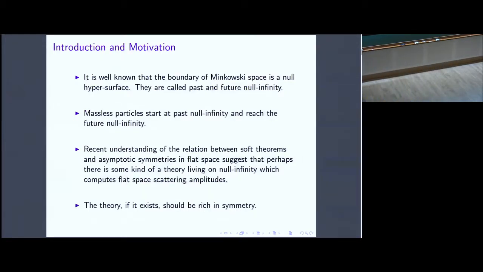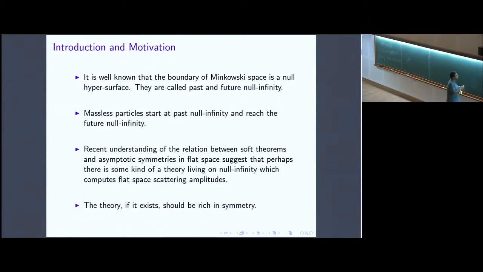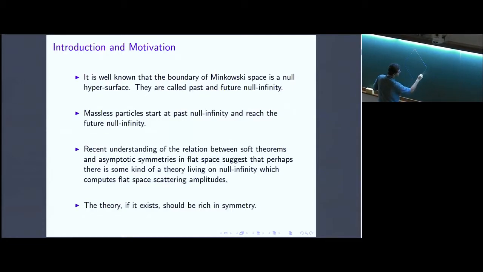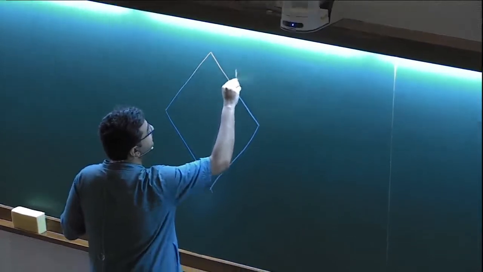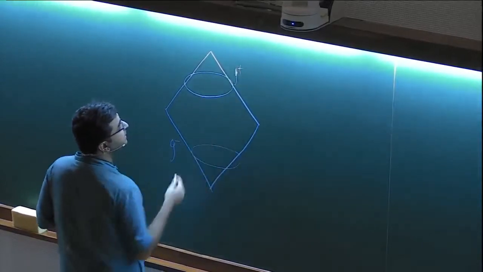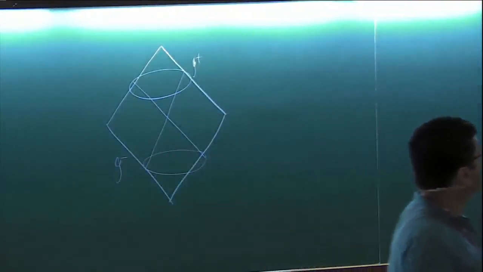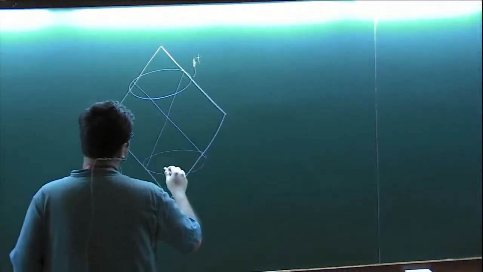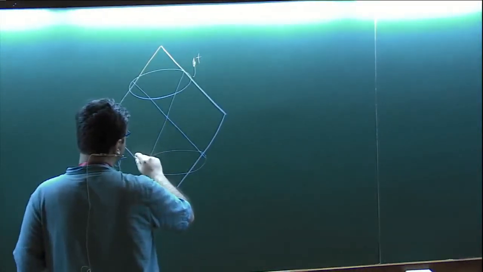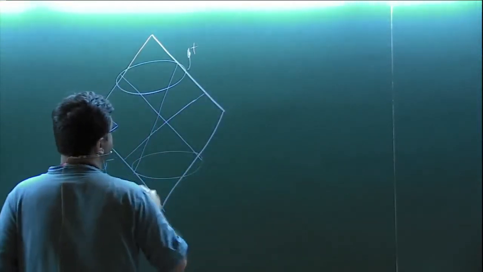So actually, we know that in Minkowski space, the natural boundary at infinity is a null boundary. Let me just draw the Penrose diagram of Minkowski space. So this is Scri plus, this is Scri minus, and then you have these spheres here, and you also have this geometry. If you have a massless particle in Minkowski space, then as time t goes to minus infinity, it starts at some point here, and then it goes directly to Scri plus.